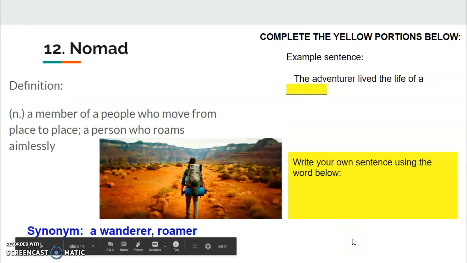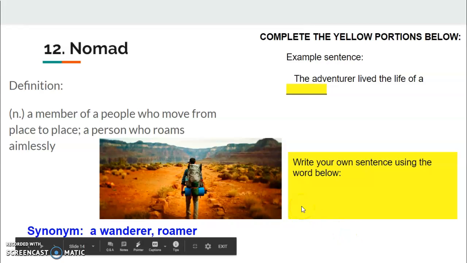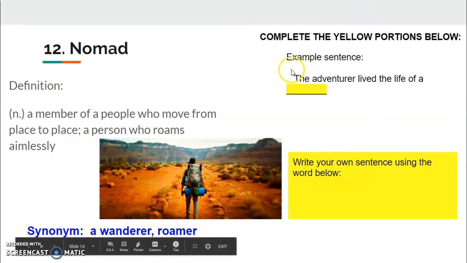Number 12, nomad. A nomad is a noun, so we're talking about a person here. A nomad is a person who's a member of a people who move from place to place, a person who roams aimlessly. So a nomad doesn't really stay in one place for a long time. They're kind of drifting off, roaming around, maybe traveling the world. So the picture of this guy here, he's a nomad. So the adventurer lives the life of a nomad, a wanderer, a roamer.